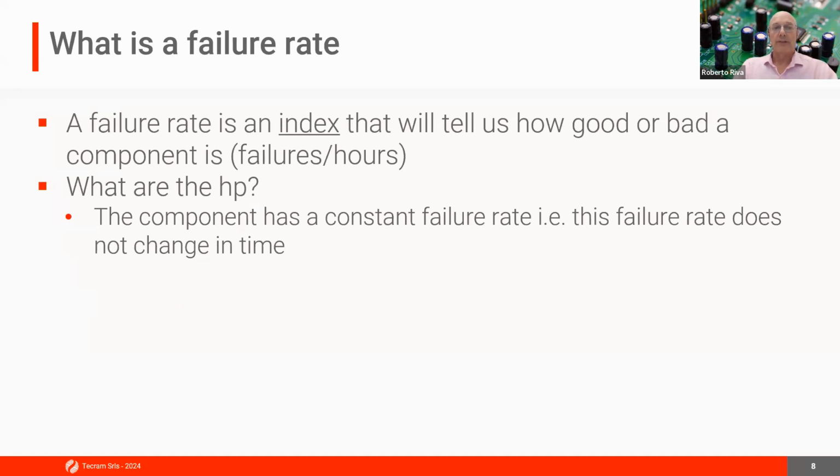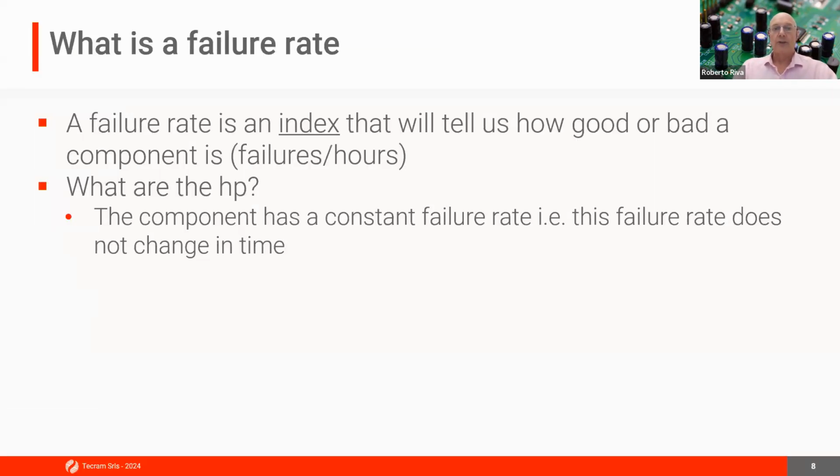Essentially, the failure rate is an index that will tell us how good or how bad the component is, and is measured in failures per hour. Obviously, the higher the number of failures per hour, the worse the component. And what are the hypotheses? The component has a constant failure rate, i.e. this failure rate does not change in time.